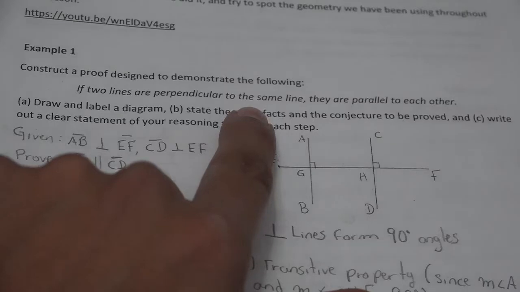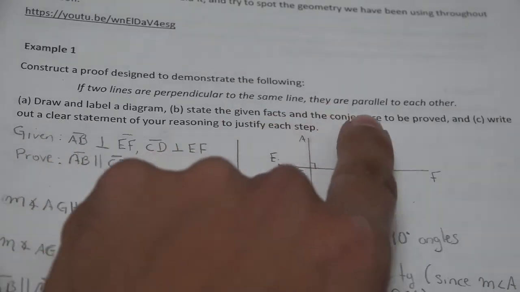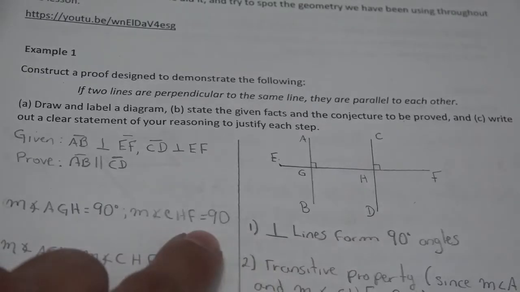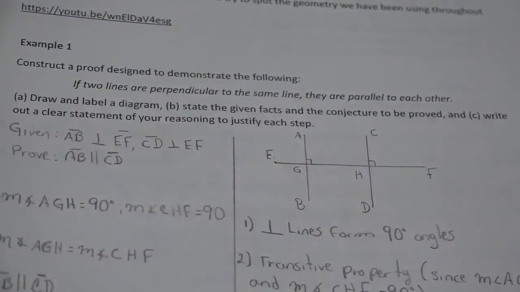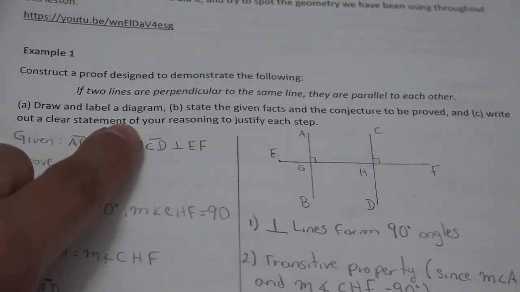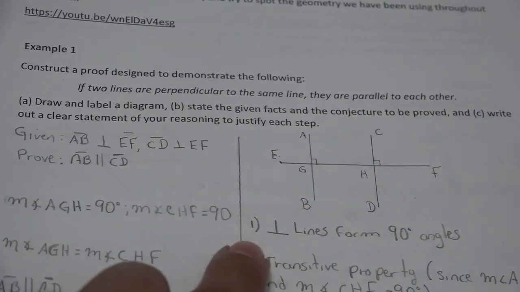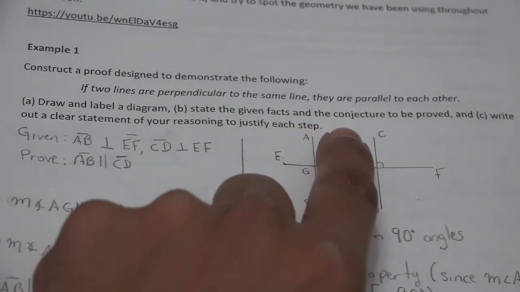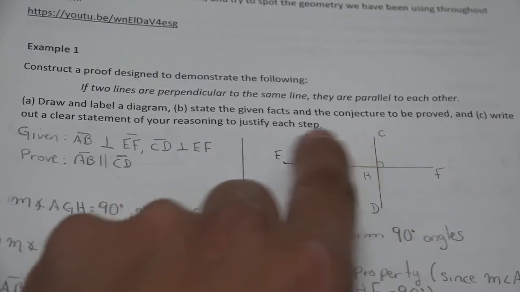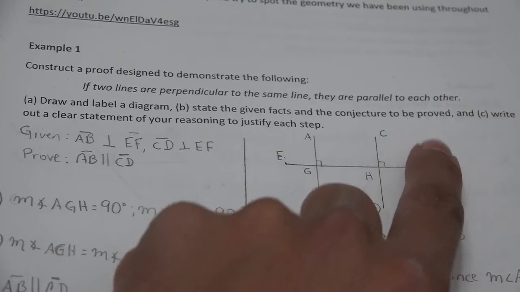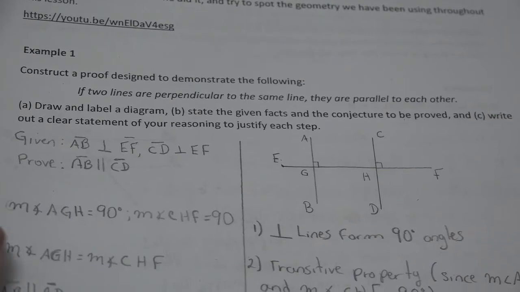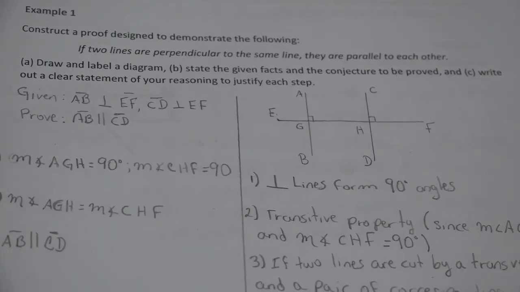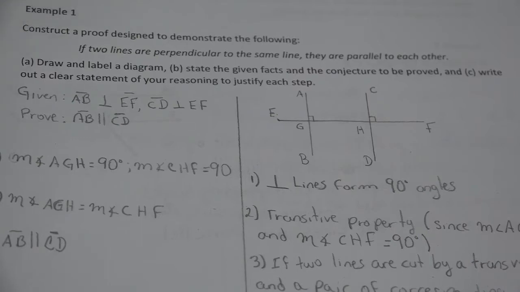If two lines are perpendicular to the same line, they are parallel to each other. Oh, got it. All right, so if two lines are perpendicular to the same line, they're parallel to each other. Now draw and label a diagram. I did. I labeled it, and so should you. State the given facts and the conjectures, conclusions. Conjectures are conclusions. The given facts and conjectures to be proved. And finally, write out a clear statement of your reasoning to justify each step. All right. So they just told us that if two lines are perpendicular to the same line, they're parallel to each other.